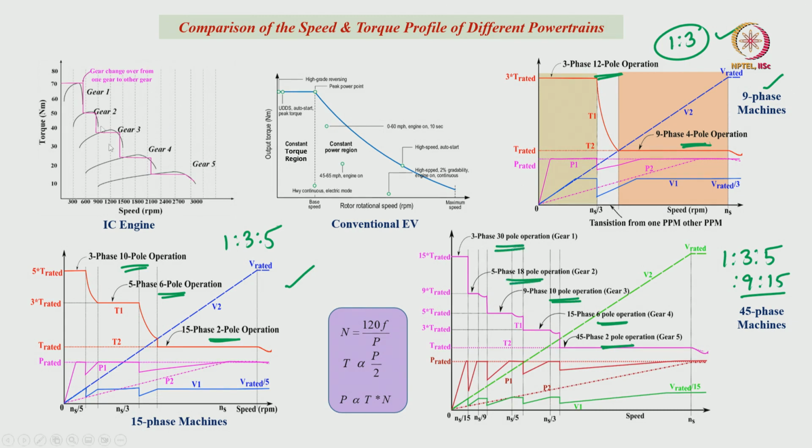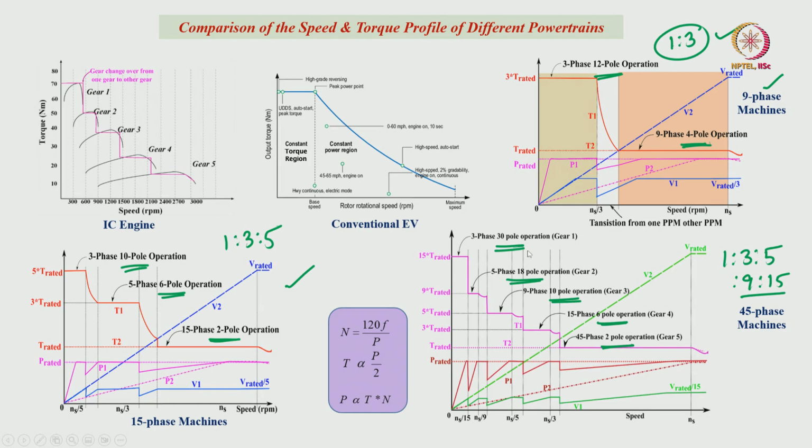If we observe, the left side top figure gives the torque speed characteristics with respect to the IC engine. This is the conventional electric vehicle torque speed characteristics, okay, and here we can see the torque speed characteristics with respect to the 9 phase 4 pole and 3 phase 12 pole mode. It is exactly matching with 2 gear torque speed characteristics. In 3 phase 12 pole mode we can utilize it for high torque application, and 9 phase 4 pole mode we can utilize it for high speed applications.